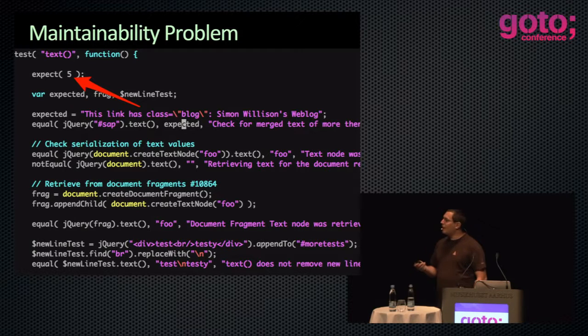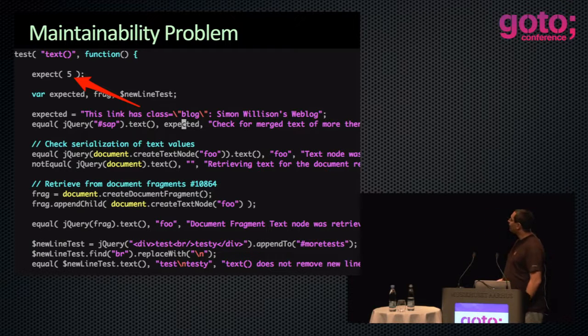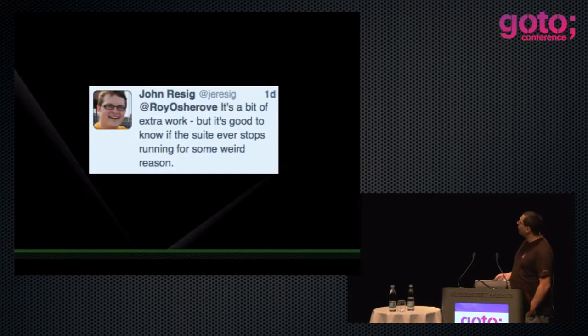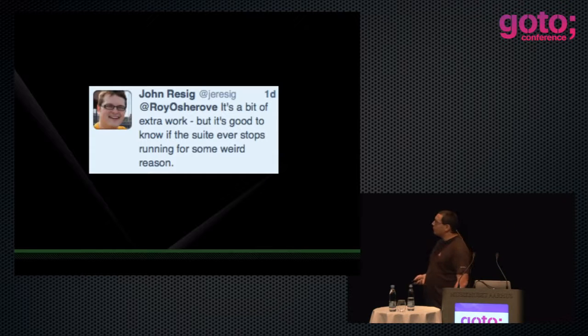It's not that big a deal, but when I asked John Resig why that is, he said it's a bit of extra work, but it's good to know if the suite ever stops running for some weird reason. I think that's not a bad reason to have it, especially if, again, you're managing an open source project and you do not know all the people who contribute to your code, and you don't really trust that they will remember to write tests in a way that doesn't break, and maybe in an async way will not run or something. So maybe in that way, it makes some kind of sense to implement this.